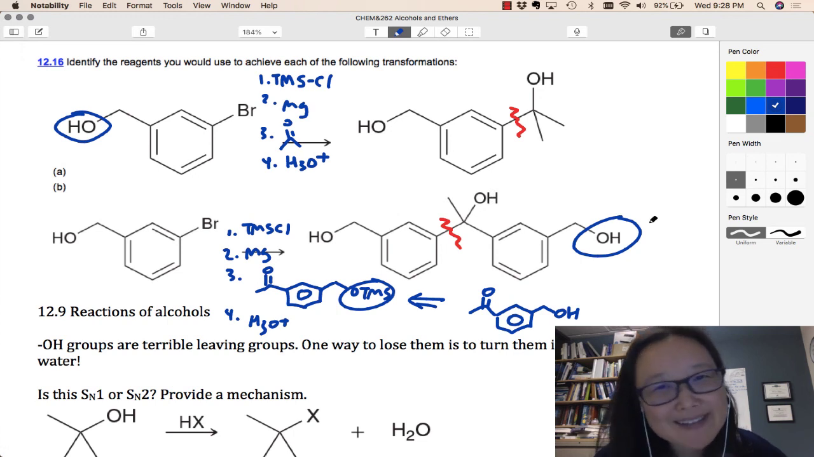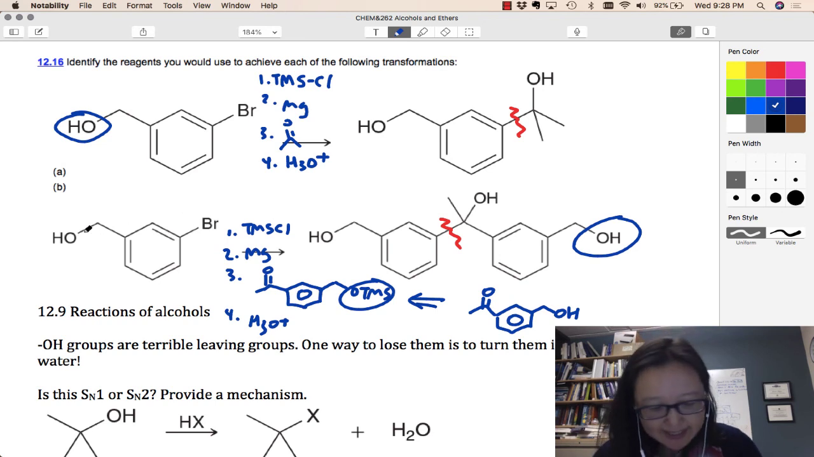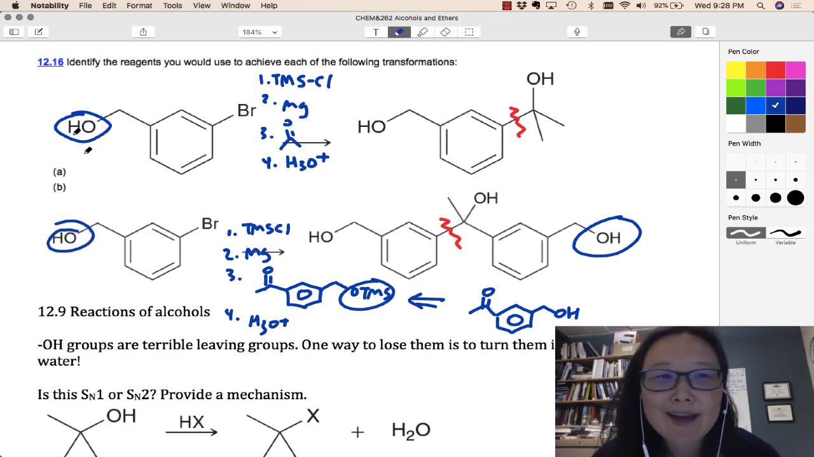All right, so this is going to take some practice to get used to protecting groups, but remember to keep that in mind when you have a reactant that has an acidic hydrogen that might be prone for the Grignard to attack. So you want to protect it first.